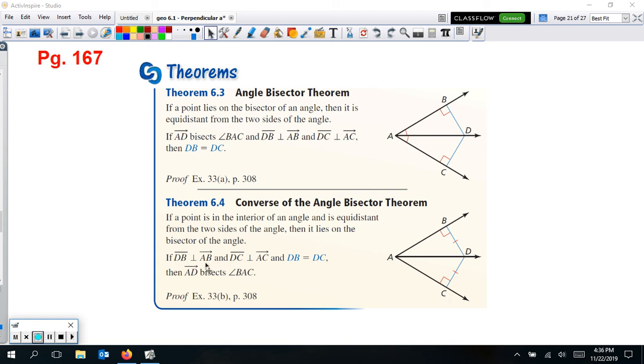Again, you want to make sure you understand this. So keep reading it, keep studying it, keep looking at it till you understand it. That's what you want to do for all of these theorems that we do in geometry.